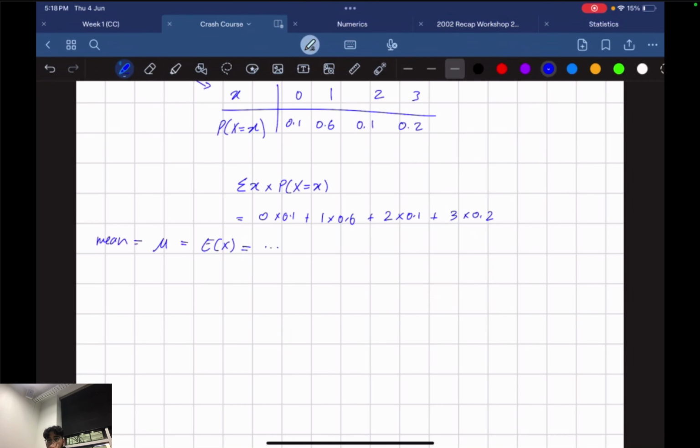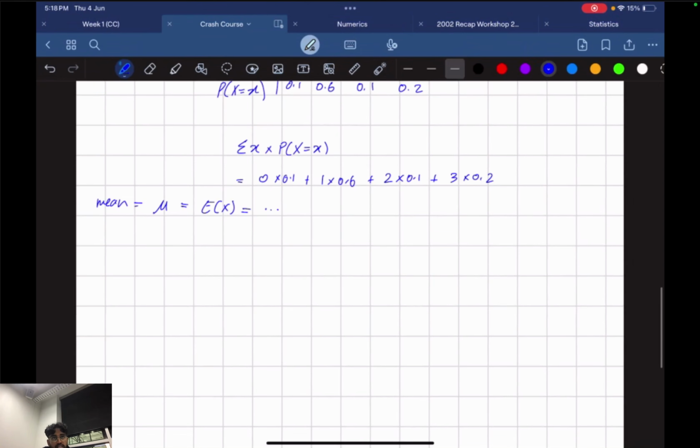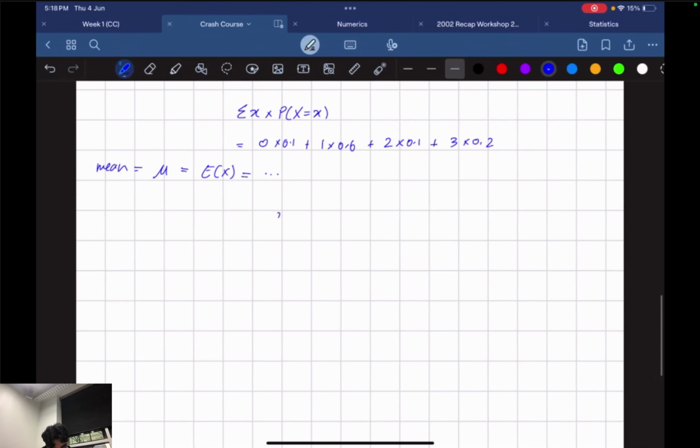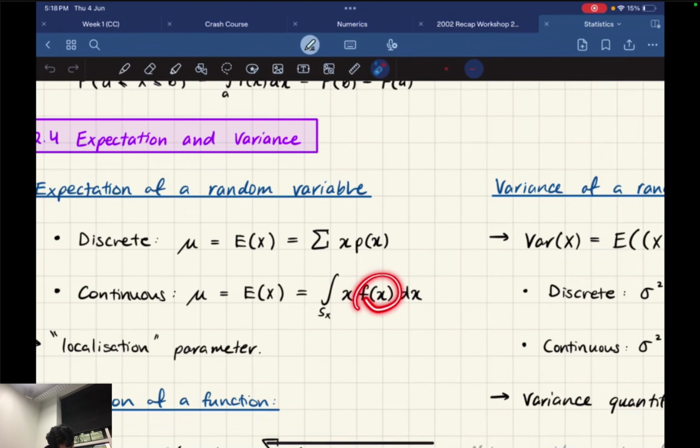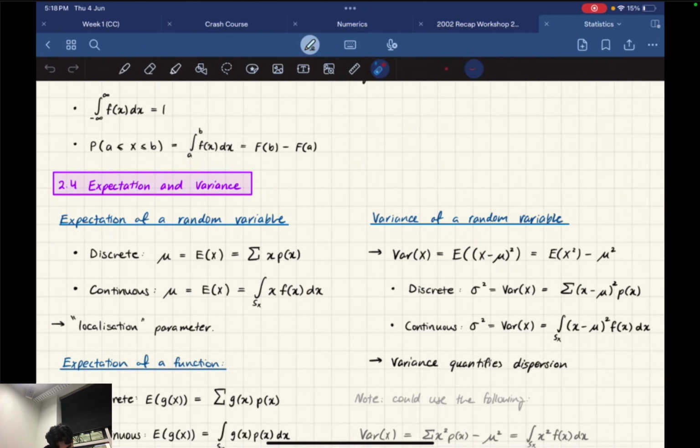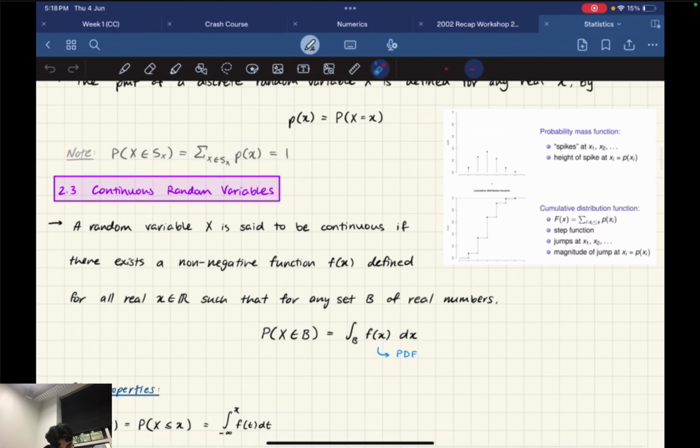Make sense? That's for a discrete case. For a continuous case, it's a bit harder. You're going to have to integrate x times P of x dx, with P of x being our PDF. Actually, it's f of x, f of x being our PDF.